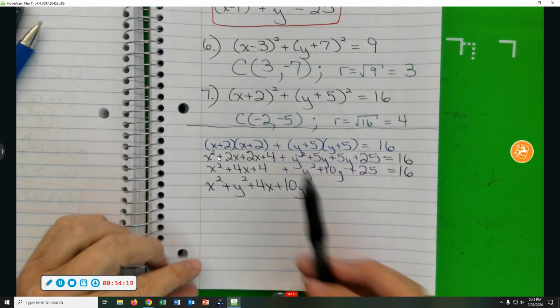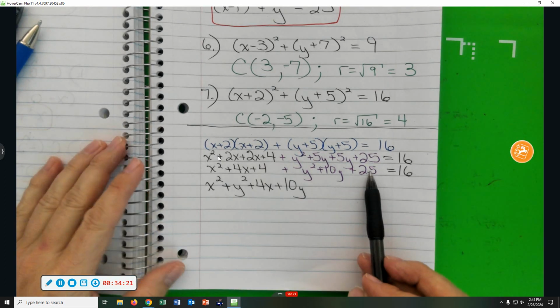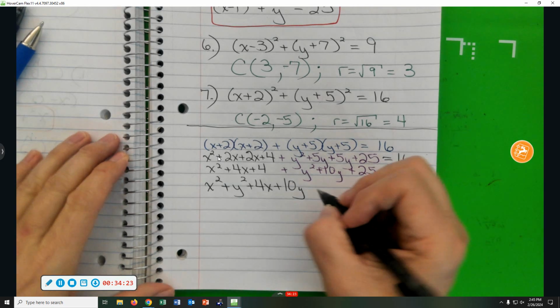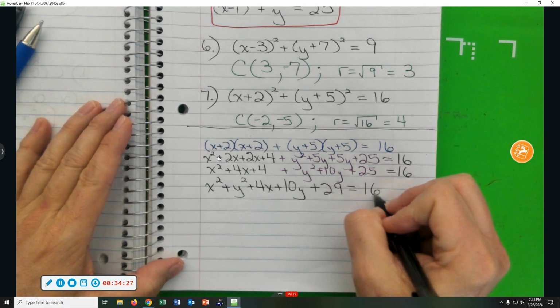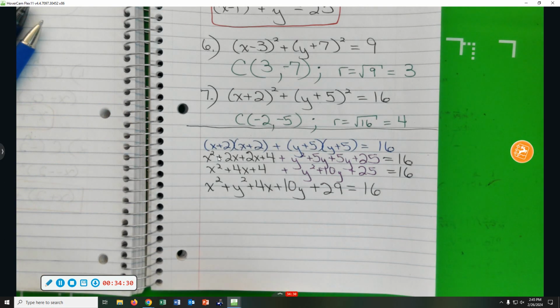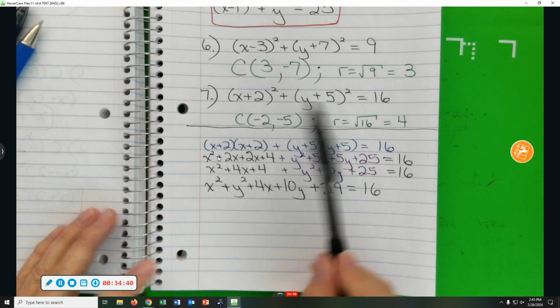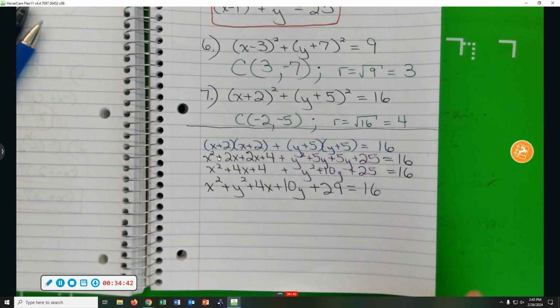And let's see, 4 plus 25, that's 29, equals 16. What we're doing here is called expanded or general form. I prefer the term expanded form. You're expanding those squares. I'm trying to make a point here, okay? He's already done 7, but it's just getting you ready for number 8.